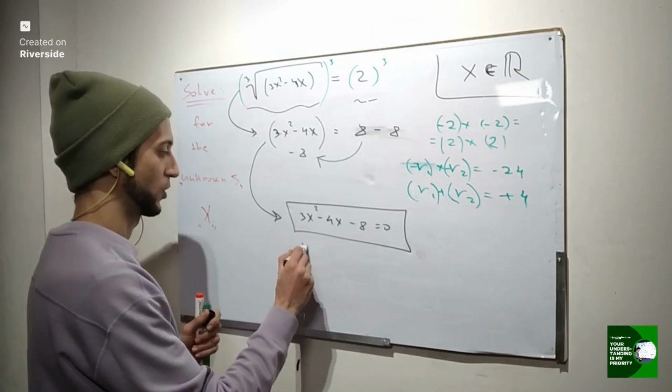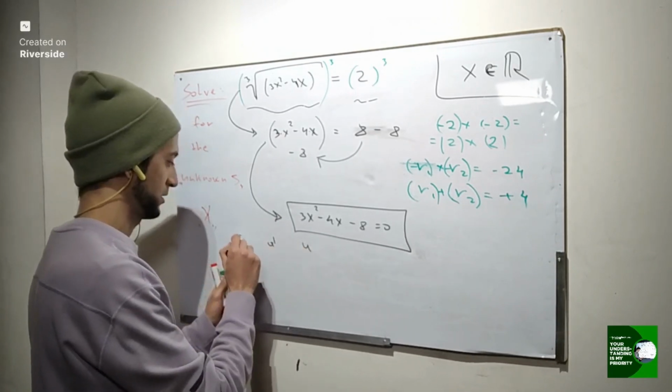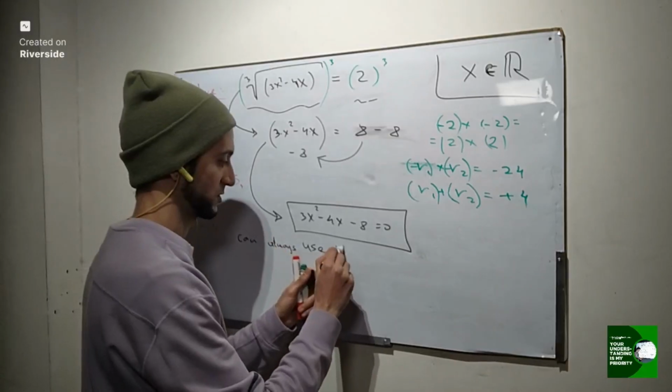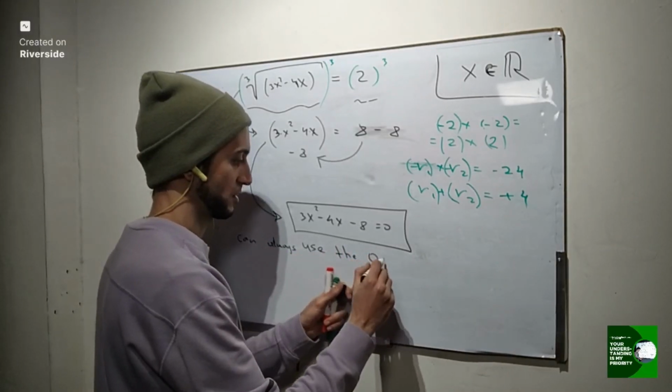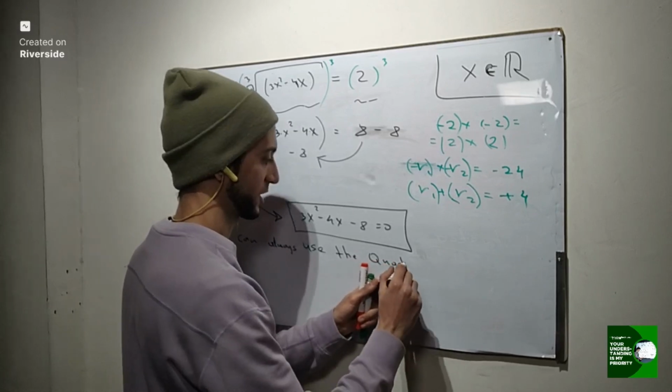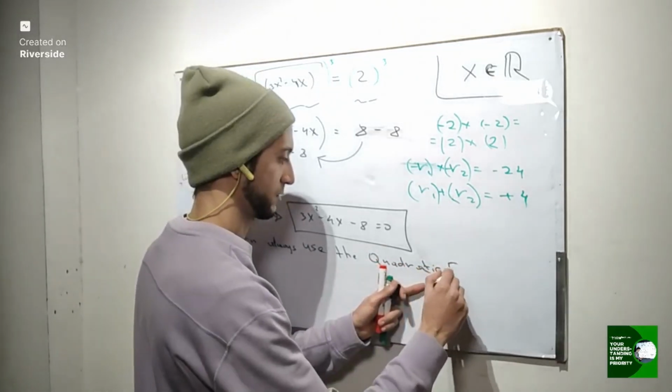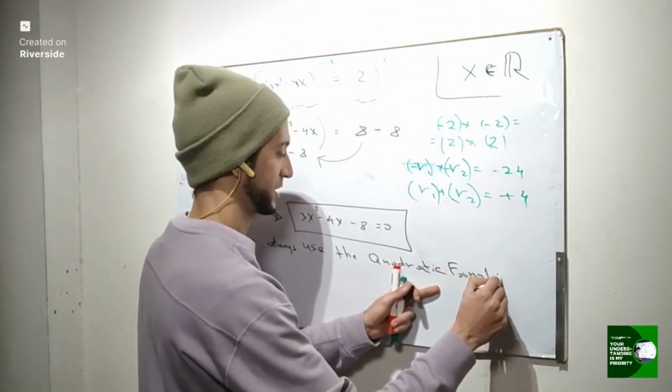And we can always use the formula. And that's why it's called the formula. Use the quadratic formula. If it wasn't the formula, it wouldn't be usable all the time. Well, not all the time, but anytime you want. The quadratic formula. The correct formula exactly that.